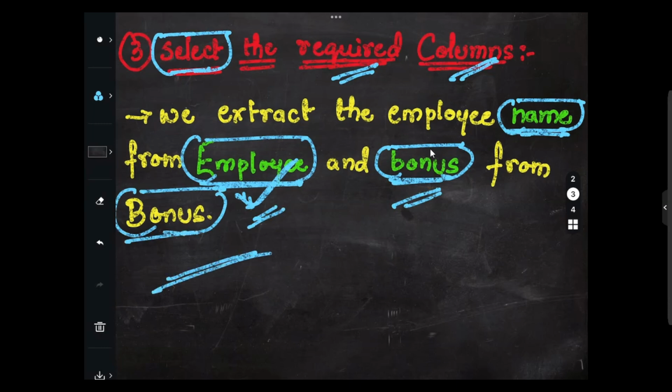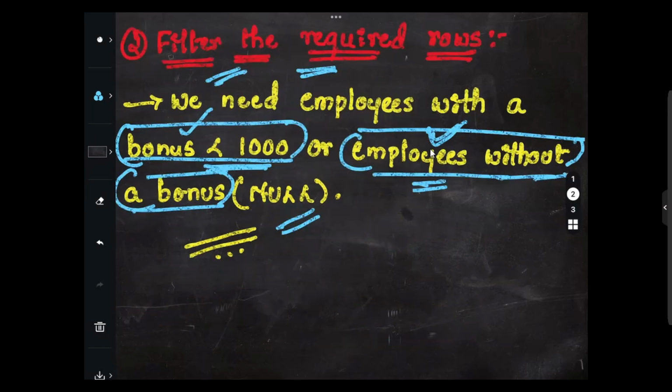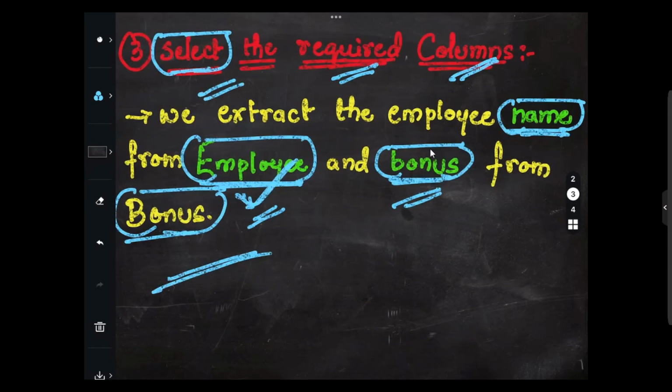So these are the 3 steps. The first step was we will use a left join. The second step is we'll filter the required rows. The third step is we will select the required columns, right? So I hope this is clear. Let's try to articulate the same thing, the thought process, in the form of a query. So let's start writing the query now.